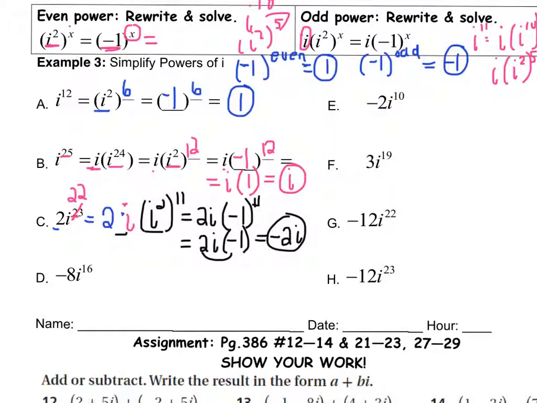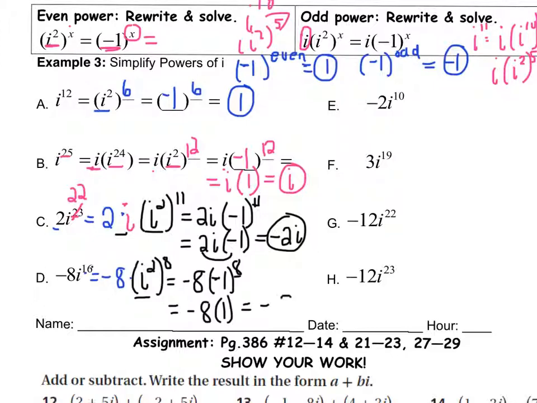On D, we'll start it the same way. We'll recopy the negative 8 out front. 16 is an even power, so I can go ahead and rewrite it using i squared to the 8th, because 2 times 8 is 16. Recopy the negative 8, replace the i squared with negative 1, and I know negative 1 to the 8th power, since that's even, will be positive 1, and negative 8 times 1 is negative 8.